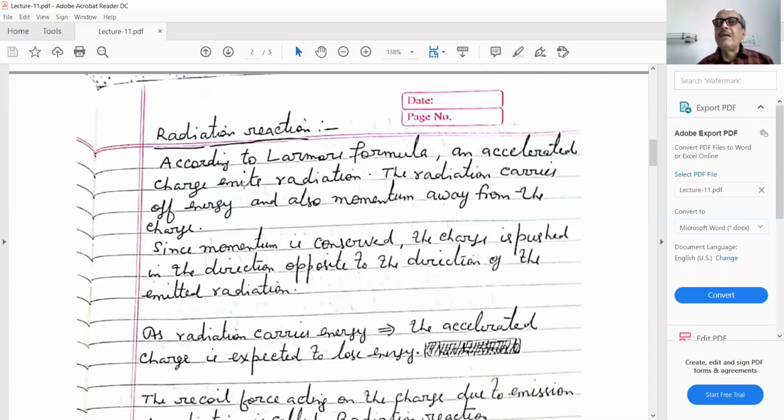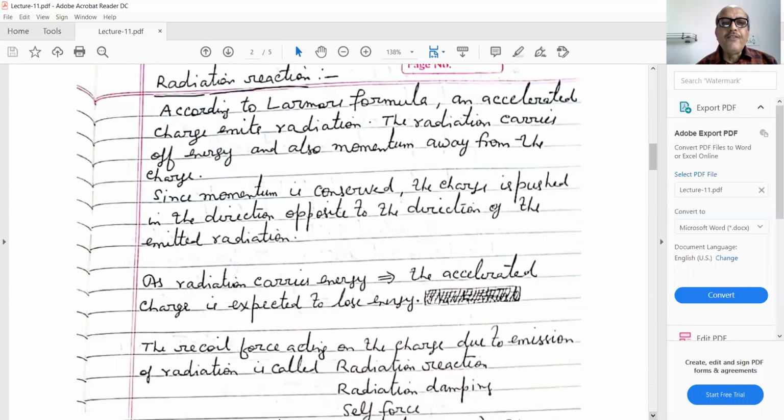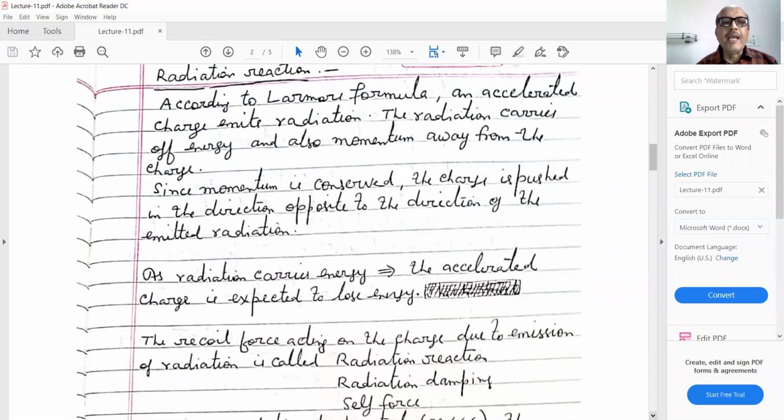So here also, the moment the radiation is detached from an accelerated charge, it exerts a momentum in the direction opposite to the direction of its emission. As radiation carries away energy, the accelerated charge is expected to lose energy. So the recoil force acting on the charge due to the emission of radiation is called radiation reaction, radiation damping, or self force. Several names are given to it.